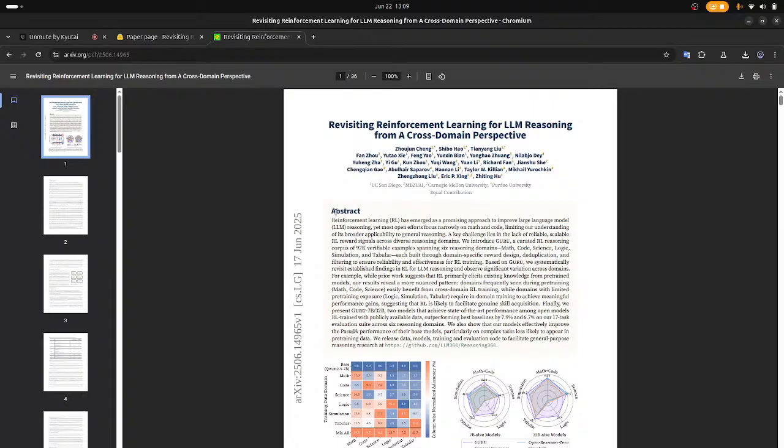So it says, for example, while prior work suggests that RL primarily elicits existing knowledge, that's a thing that has been of interest to me about this elicitation of knowledge. Our results reveal a more nuanced pattern. Domains frequently seen during pre-training easily benefit from cross-domain RL training, while domains with limited pre-training exposure require in-domain training to achieve meaningful performance gains. That's a really insightful observation.